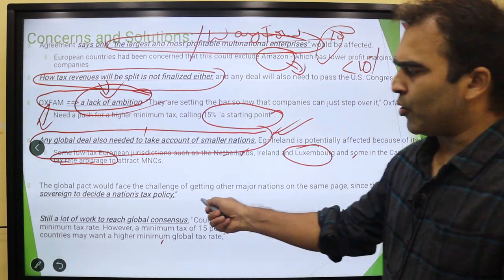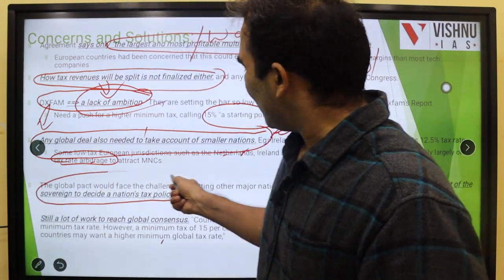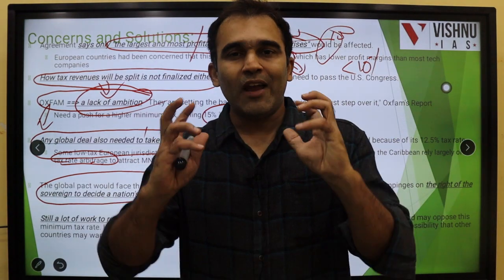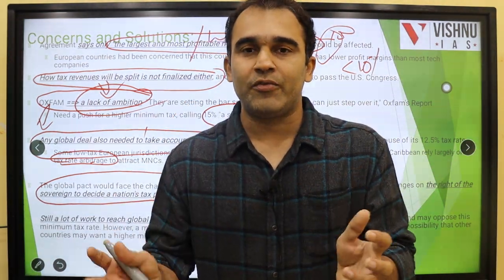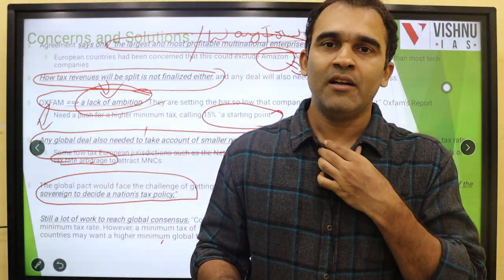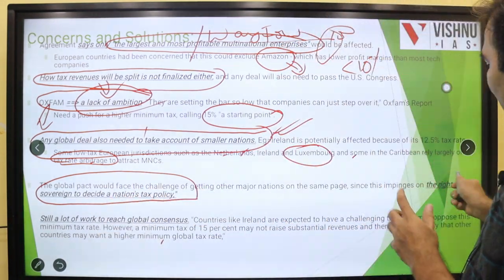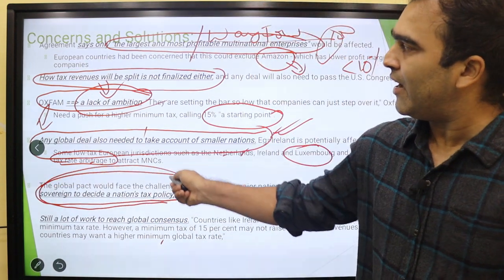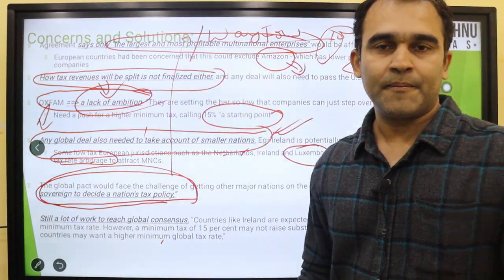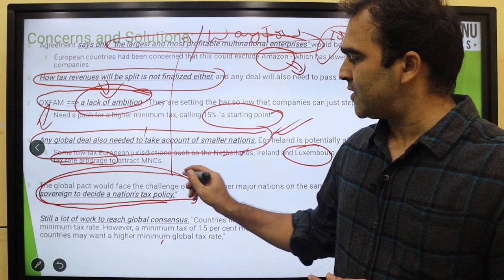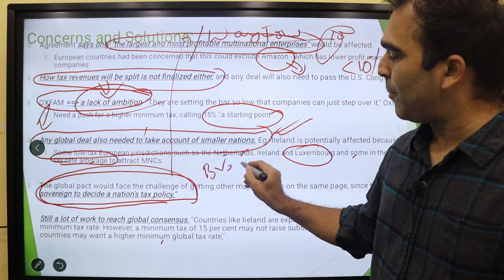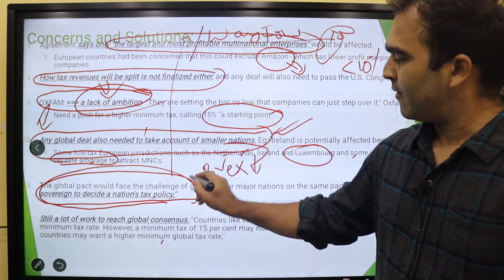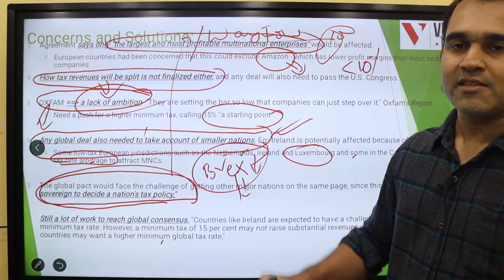And most important, in this era of declining globalization and the prevailing anti-globalization wave that is sweeping across the world, imagine what will happen. In a way, the right of the sovereign to decide a nation's tax policy is being taken away and the G7 is taking it. Which means Brexit kind of events can happen again, right? Brexit, what was the reason behind Brexit? The very reason.